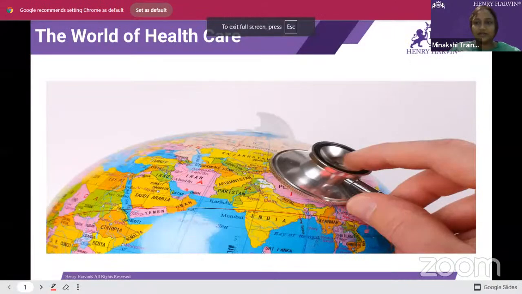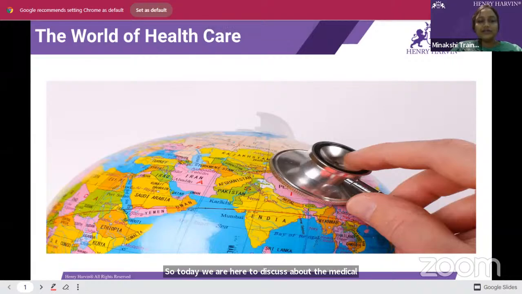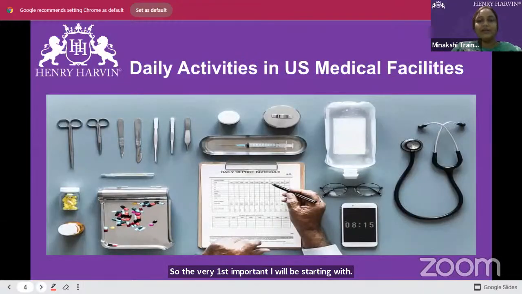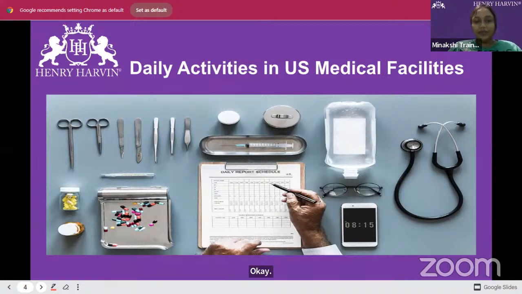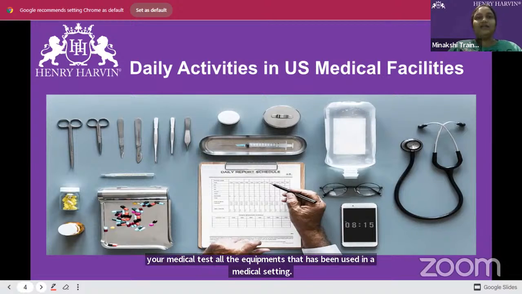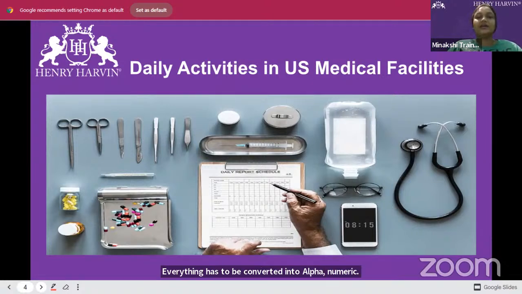Today we are here to discuss medical coding. The very first important thing I will start with is: what is medical coding? Medical coding is a process of translation or transformation. But what are the things you are going to translate or transform? All the healthcare diagnoses, diseases, reports, medical tests, and all the equipment used in a medical setting have to be converted into alphanumeric codes. This is known as medical coding.